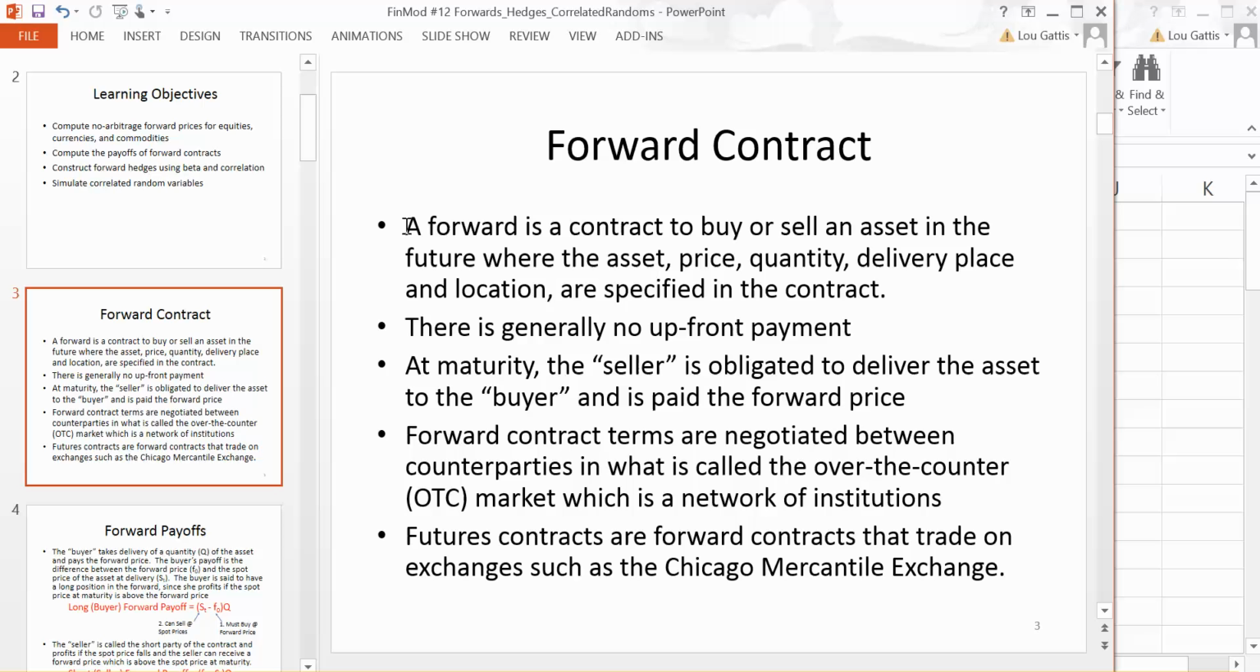Or if I go on E-Trade and buy a stock and take delivery that day, it's settlement, or buy a bond which settles in a couple days. Again, these are spot or cash transactions.